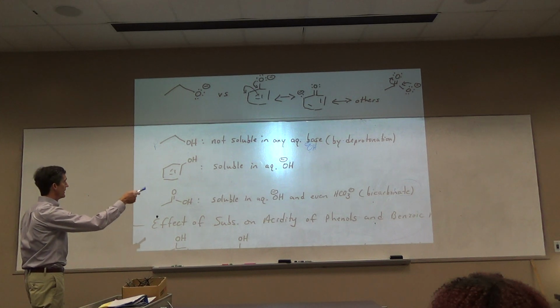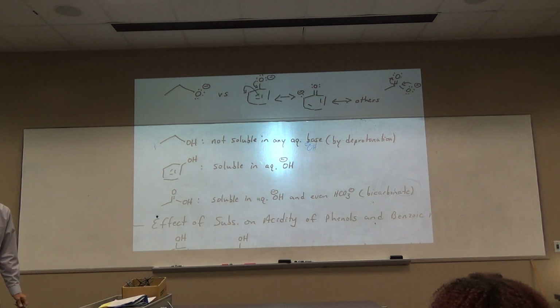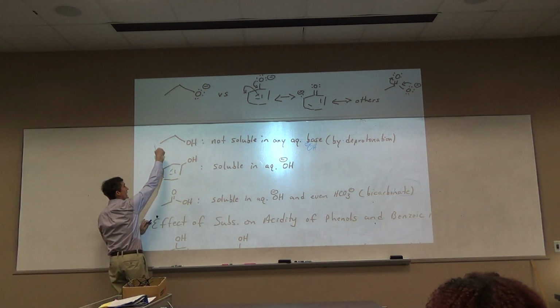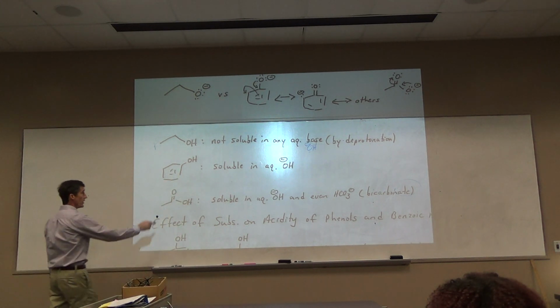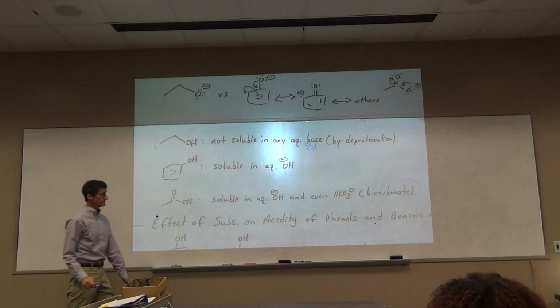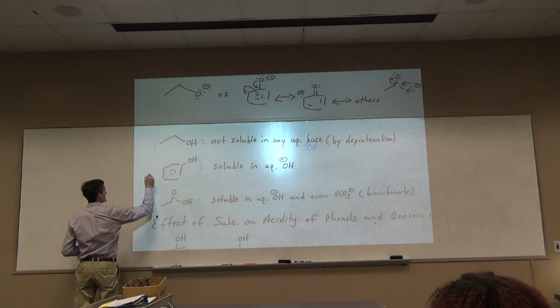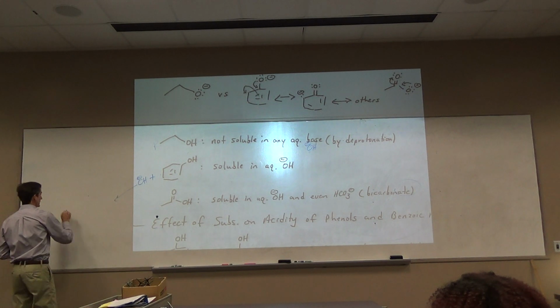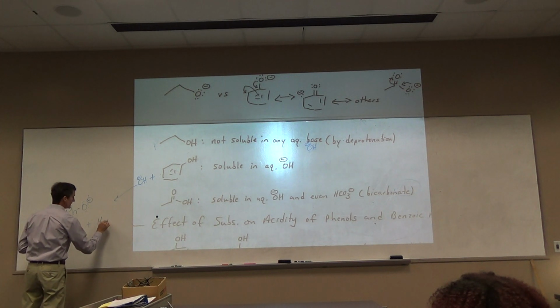By deprotonation. The reason I add this is, yes, ethanol is soluble in aqueous hydroxide. But it ain't because it's being deprotonated. It's just because ethanol is soluble in water. So really, you're talking about larger alcohols here. On the other hand, phenol is soluble in sodium hydroxide. Because if you treat this with sodium hydroxide, you're going to get the phenoxide, I'll just draw it like this, plus water.